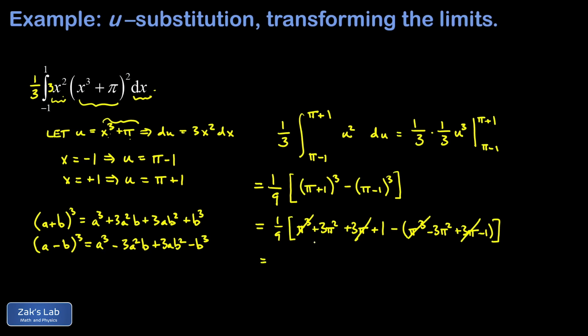The other two terms end up adding to each other. So for example, I have 3pi squared minus -3pi squared. Well, that's 6pi squared. So I have 1/9 times 6pi squared. And then I have a 1 minus -1, and that gives me a plus 2. And I suppose 6pi squared plus 2, all divided by 9, is a nice way to write the answer.